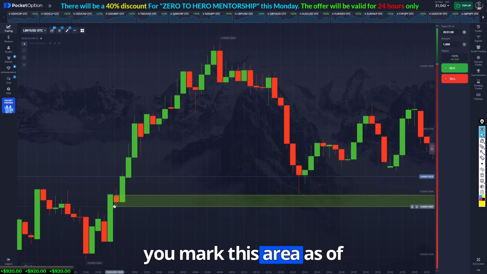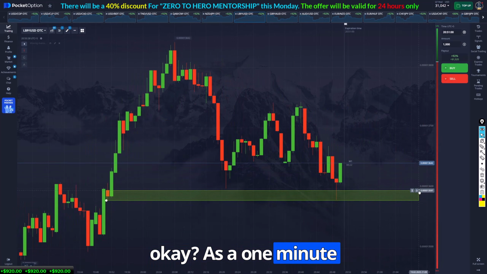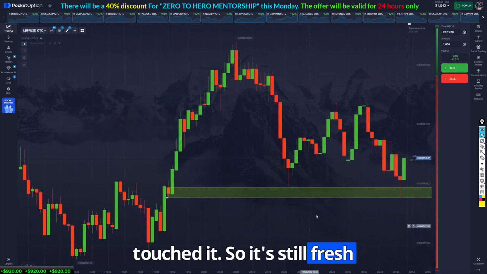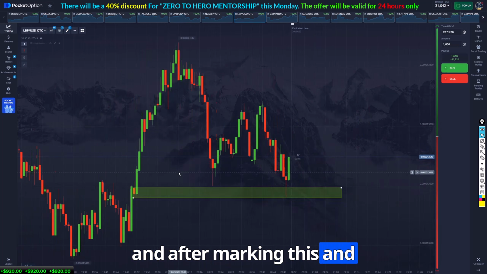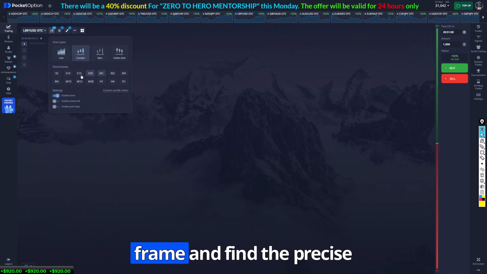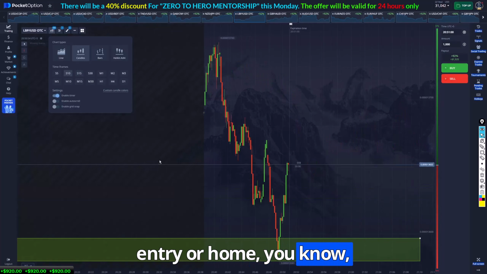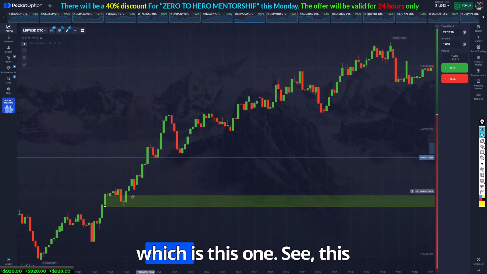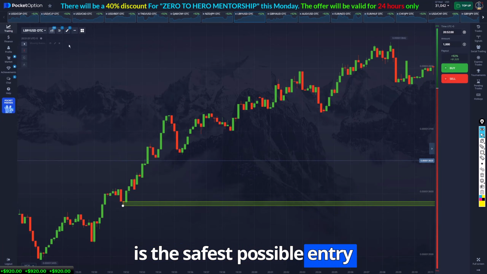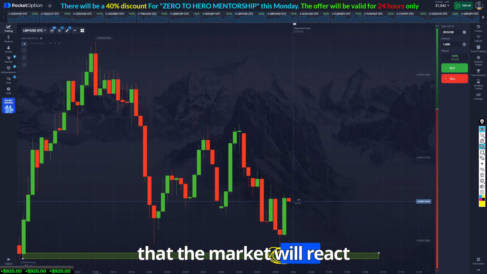If you mark this area as a 1 minute demand, you see that the previous time it hasn't touched it, so it's still fresh. And after marking this and detecting the decision point, we go to lower time frame and we find the precise entry, or the exact entry we need, which is this one. See, this is the safest possible entry for this trade.